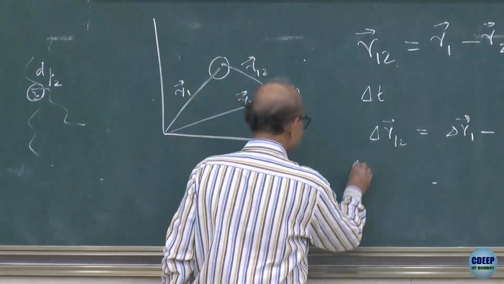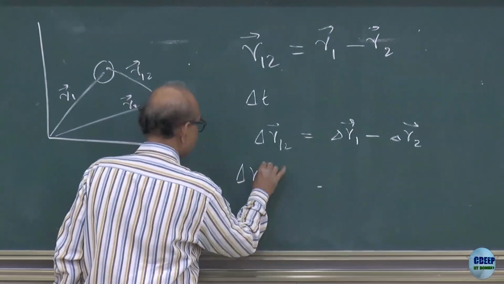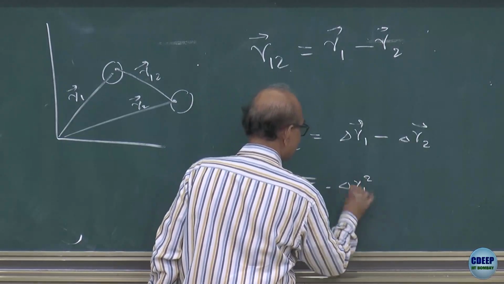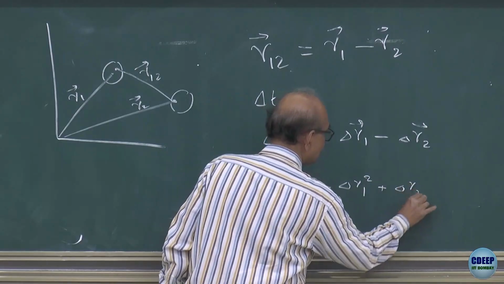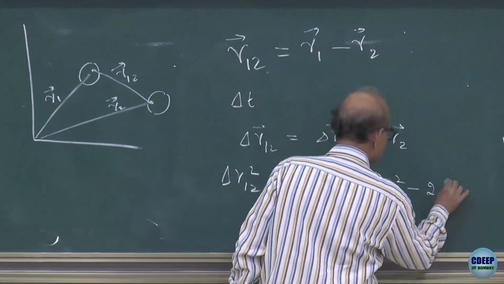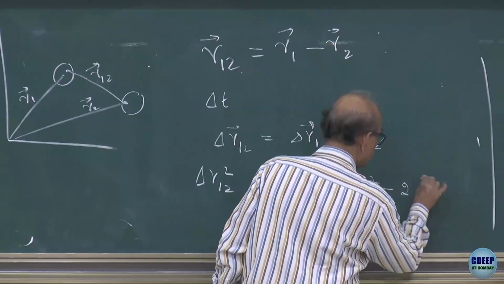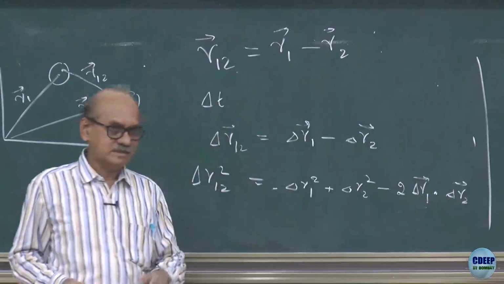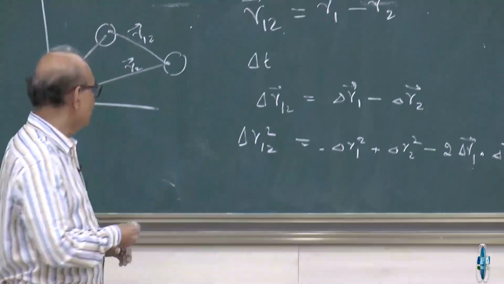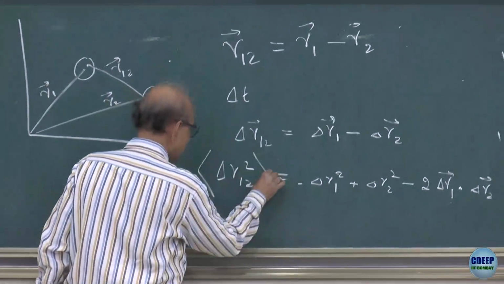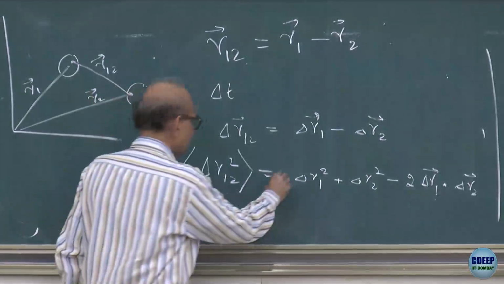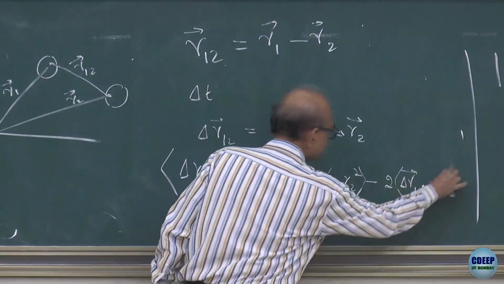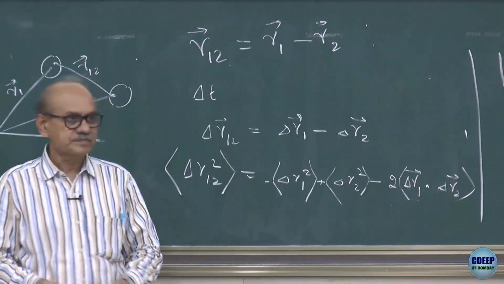So, I square it, you are going to have delta R1 square plus delta R2 square minus 2 delta R1 dot delta R2. Vectors, but remember that. So, now if I take the expectation of that ensemble average, correct.